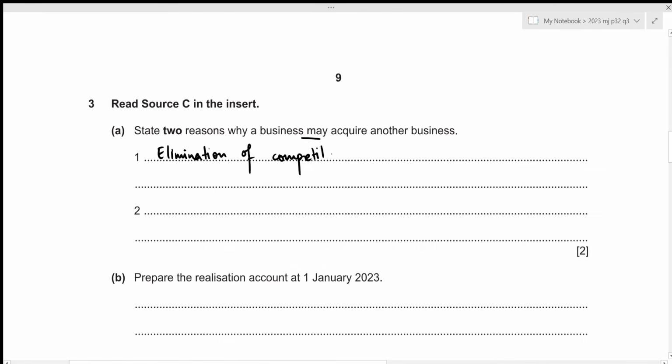And the next reason could be synergy, because when 2 businesses merge, the efficient ways of both of business will be combined, which results in even more efficient and effective business. So that is synergy.